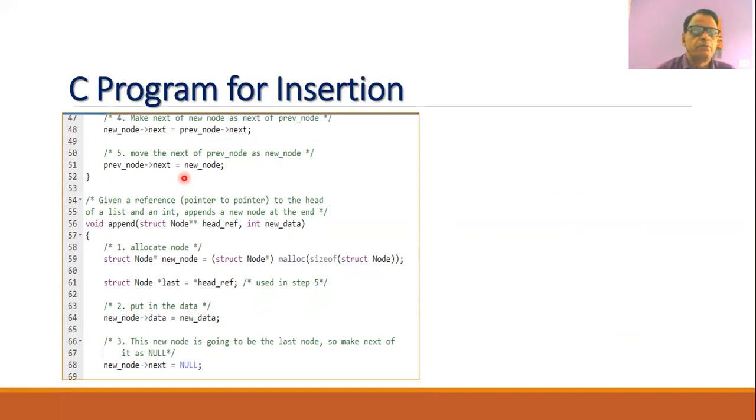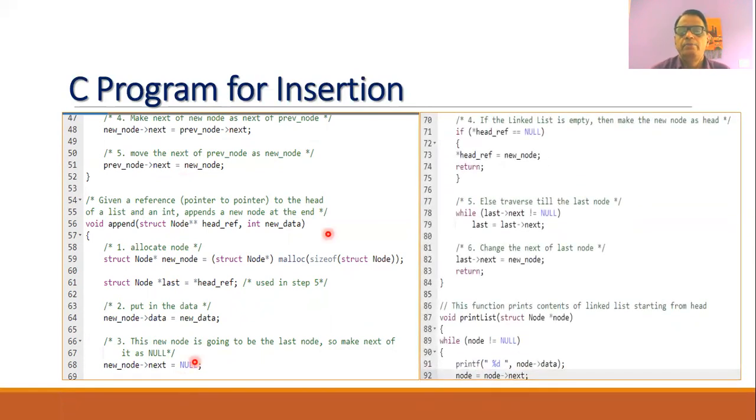and then we will move the next of the previous node to the new node, because we are inserting at a specific location. And then if you want to insert at the end of the linked list, we can write a function append, where again we will allocate the memory, then we will assign the data values to the fields of the new node. And since we are making an insertion at the end of the linked list, the next pointer of the new node will be set to null.